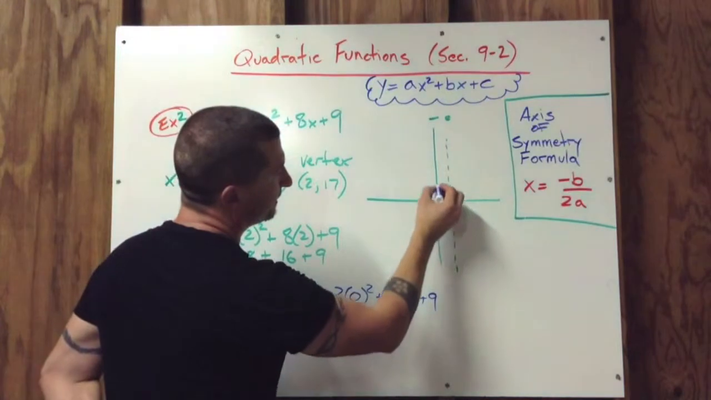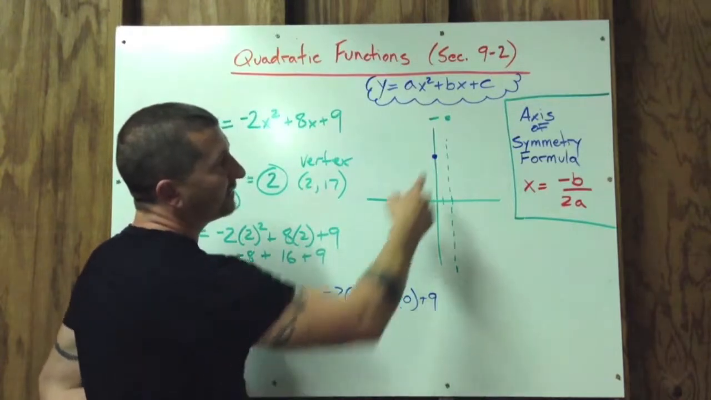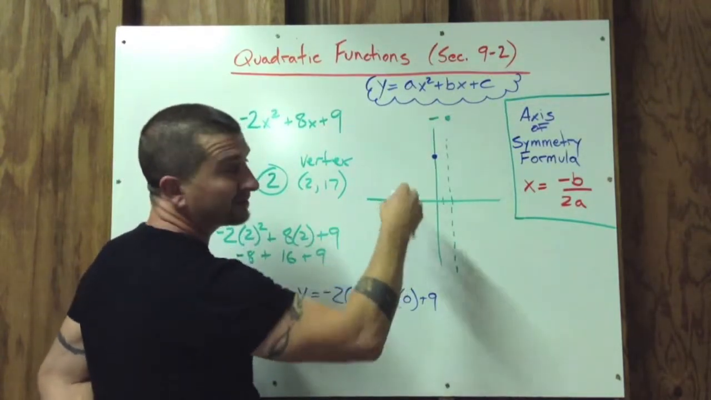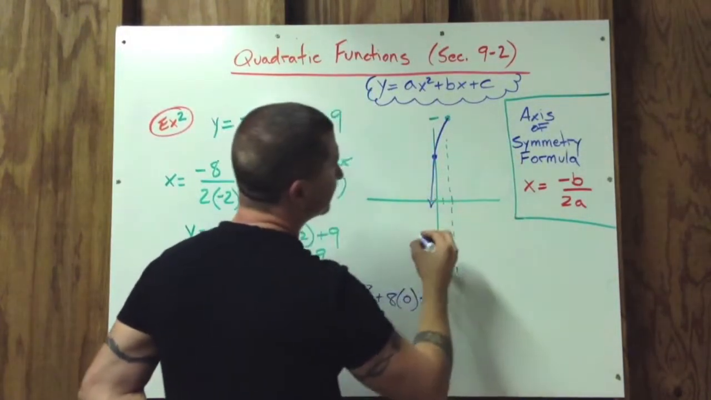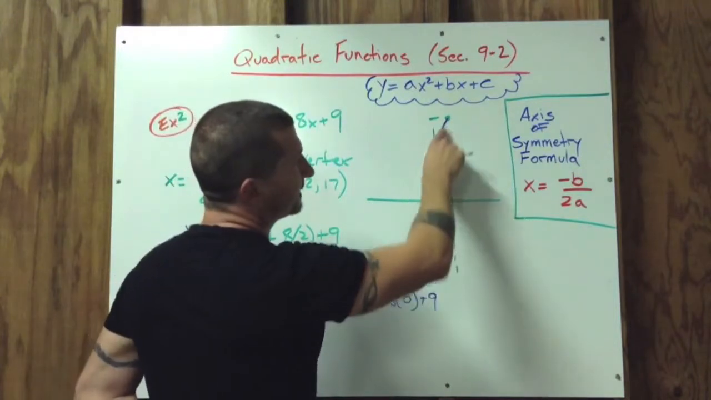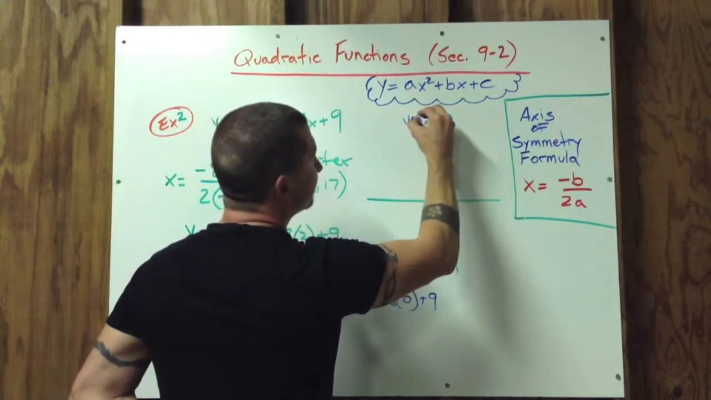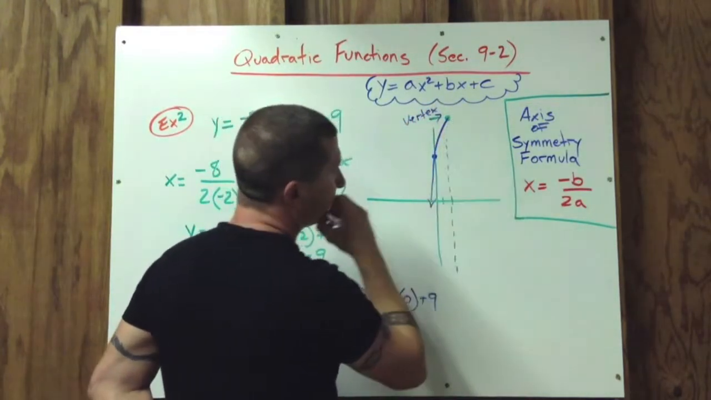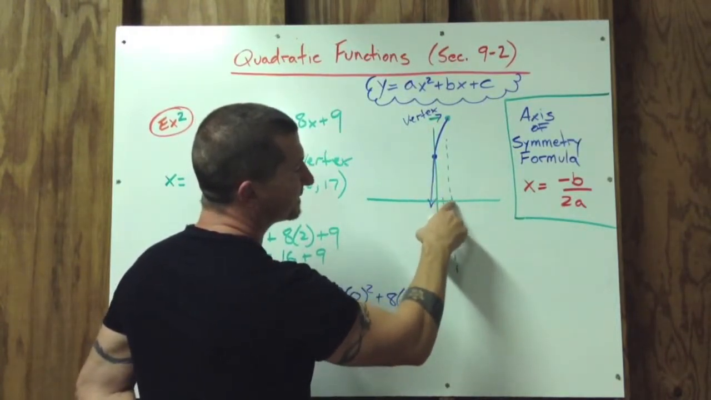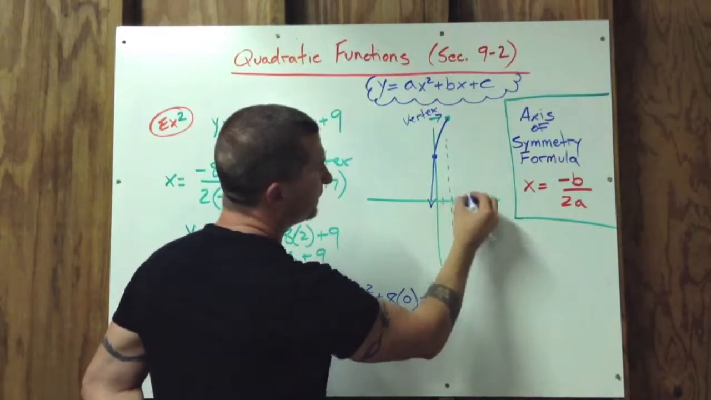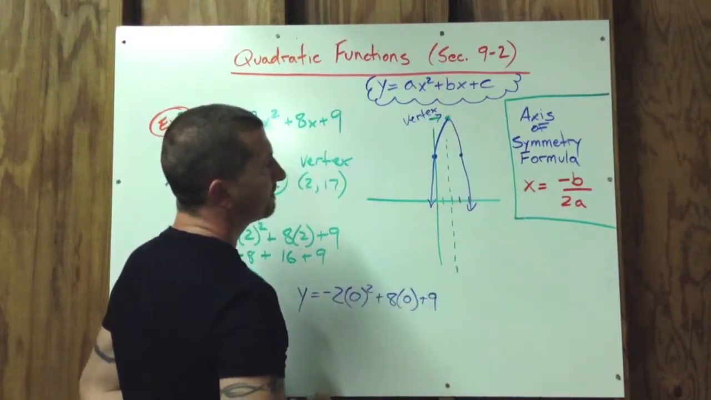So if we go 0 and we go up 9, let's just say that's there. Now we can tell the vertex is coming down, so this means that this time we're going to have a shape that looks like this, meaning it's never going to go above 17. This is our vertex. Call this the vertex. And we're going to mirror this point. It's at 0, 9. We're going to mirror it over the axis of symmetry, over 1, 2, and up there. And then we can draw the rest of our parabola.